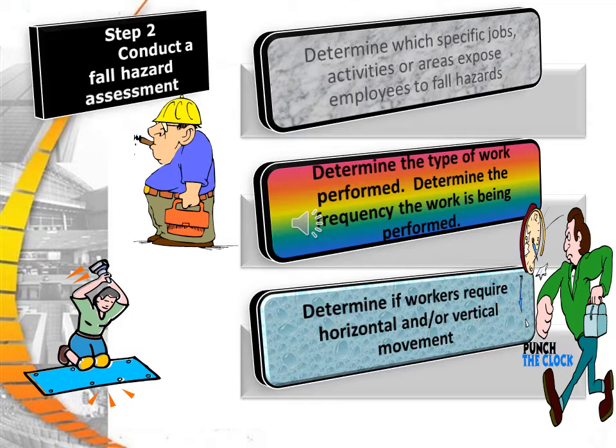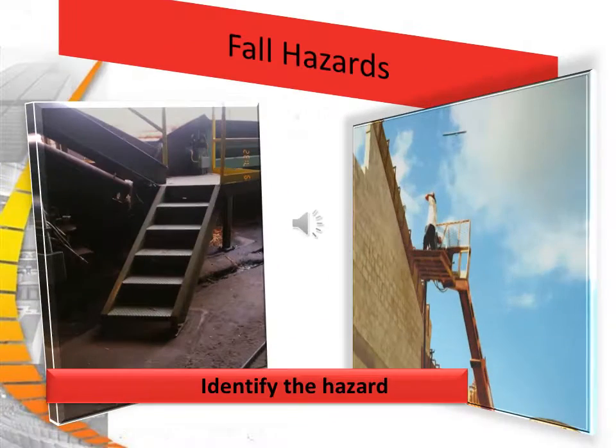When conducting a fall hazard assessment, determine which specific job activities or areas expose employees to fall hazards, and determine what type of work is going to be performed, the frequency of the work being performed, and if workers require horizontal or vertical movements. Here's a potential fall hazard. Can you identify it in these 2 opposing pictures?